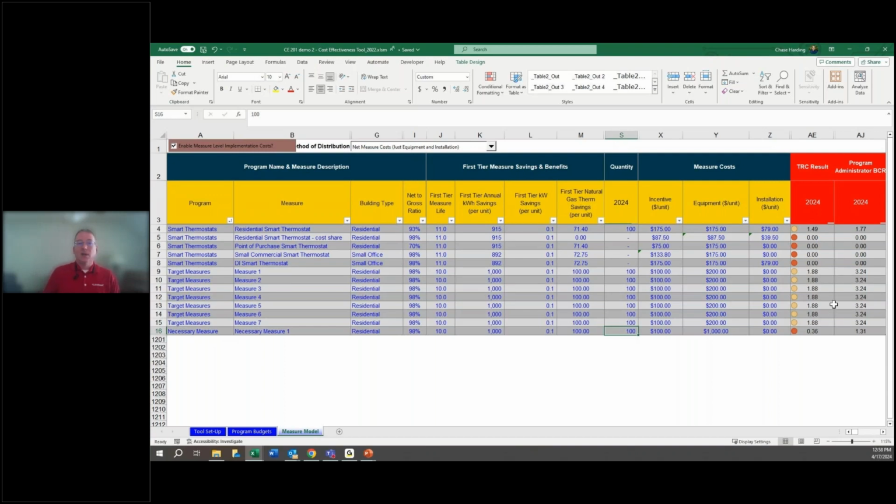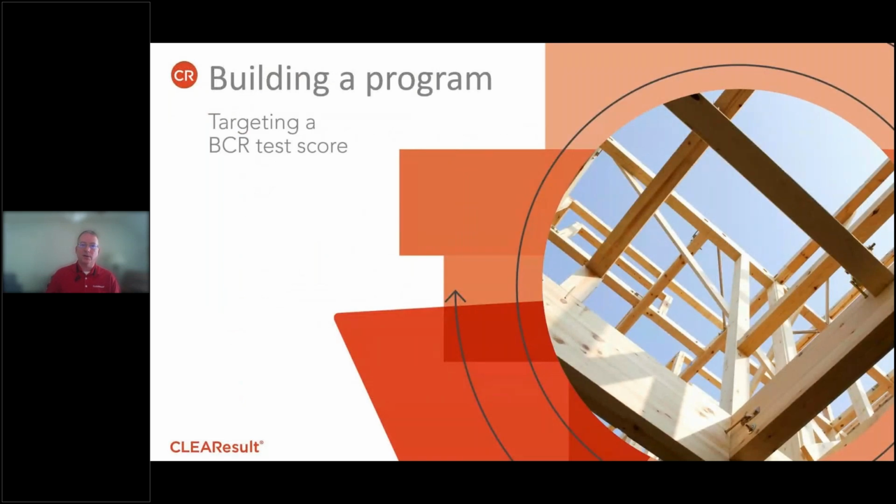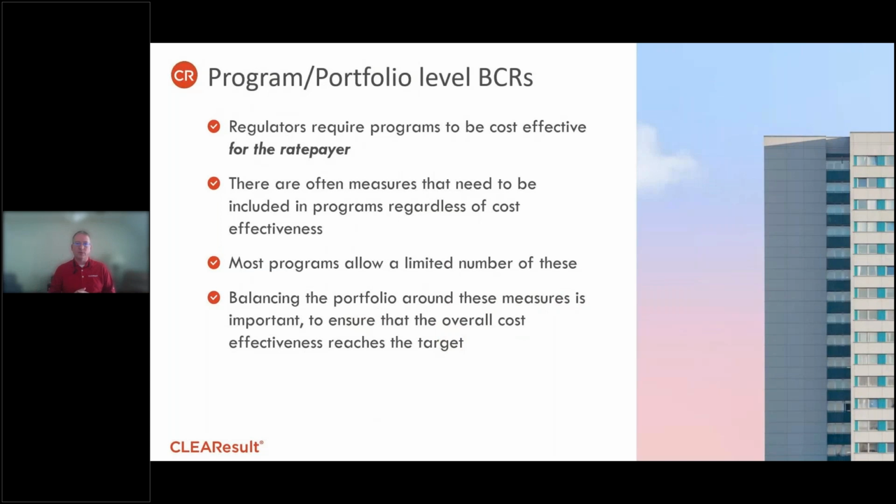So that was really the point of that second model, that we can play around with how we approach measures to do things that are more or less cost effective. We can play with the mix of our measures to get the overall portfolio in good shape. So those portfolio level things, I've only got a couple slides here.